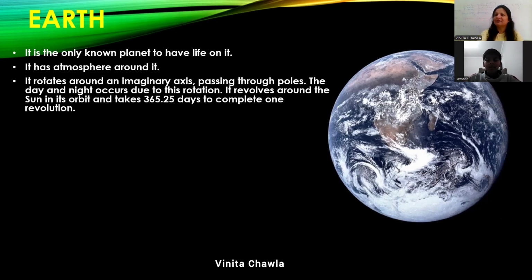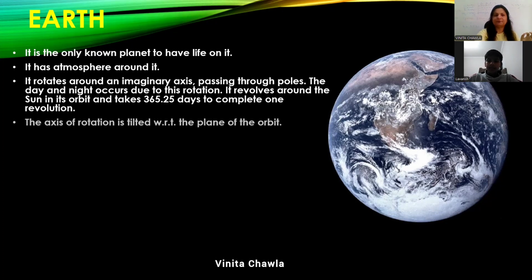About that imaginary axis, and we assume that imaginary axis passes through the poles of the Earth. And this axis of rotation is tilted with respect to the plane of the orbit. It's like this, a little tilted. Tilted, you understand? It is not like this.